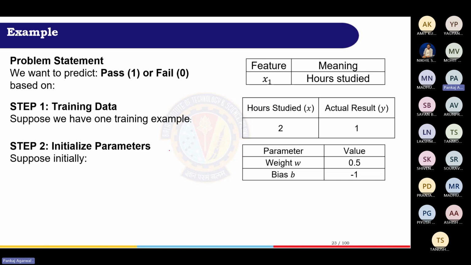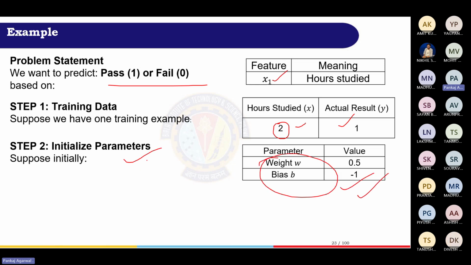What I've done is taken a simple problem statement where a single feature is involved. This is typical data I have used for calculations: hours studied. I wanted to analyze the feature hours studied, and then pass or fail are the two classes we were talking about. The initialization of parameters happens, everyone knows it. I'm trying to model it with a single neuron model.